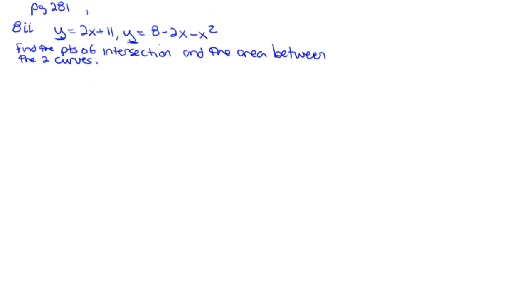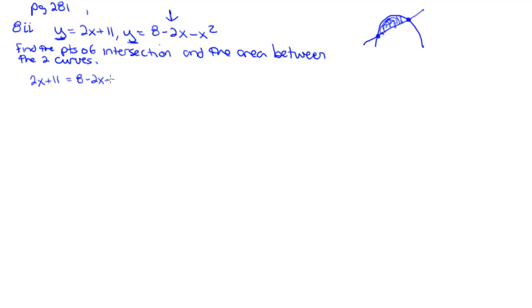All right, in this problem, we've got a linear function and we've got a quadratic function. And we can tell the quadratic function is going to open down. And we can tell the line's going to go up because it's got a positive slope. And what we need to do is find the area between the two curves. And we also need to find where the two curves intersect.